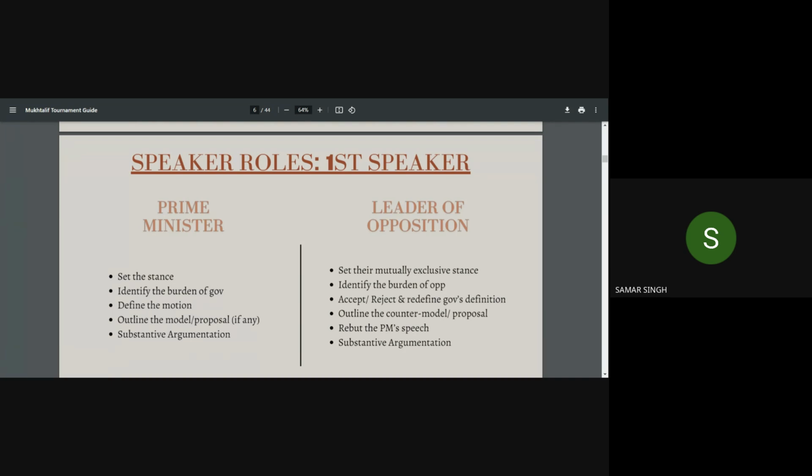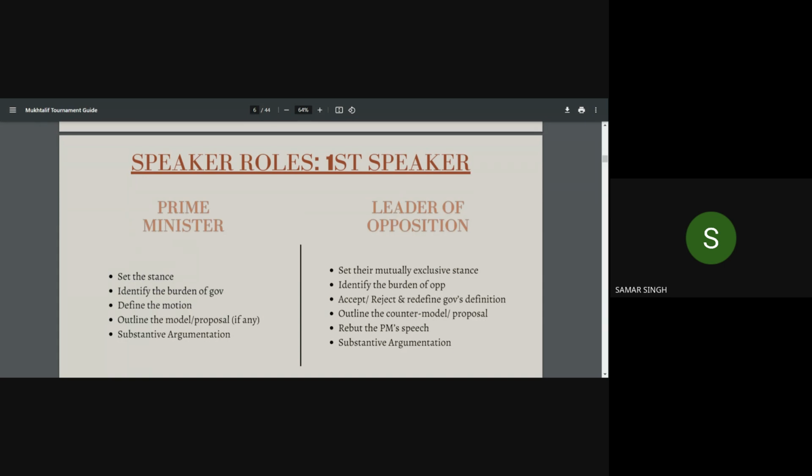Yes, Srishti? Yes, sir, I wanted to ask that during our speech, if someone asks us a POI and we do not know its answer, what are we supposed to do? You can either answer it or you can simply say that I do not want to answer it, or you can say that my subsequent speakers will answer it, or you can say that this question is not relevant to the motion. So yeah, a lot of things can be done. Thank you.